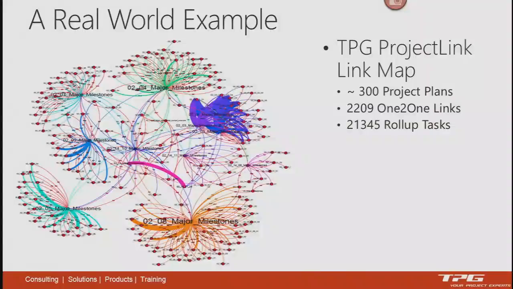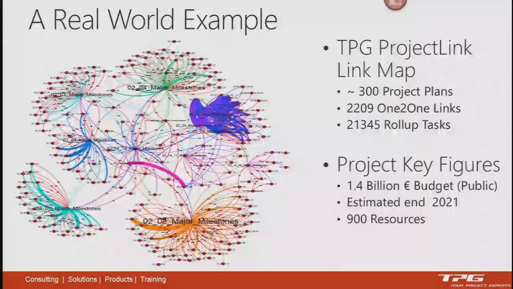So in this one, it's 300 project plans, 2,000 one-to-one links, and 21,000 rolled-up tasks or milestones in total as well. So it's pretty scalable, I would suggest. It's not just for a few projects. It will go much further as well. This is being used for a 1.4 billion euro project as well. So again, something that has some longevity, not being delivered till 2021.